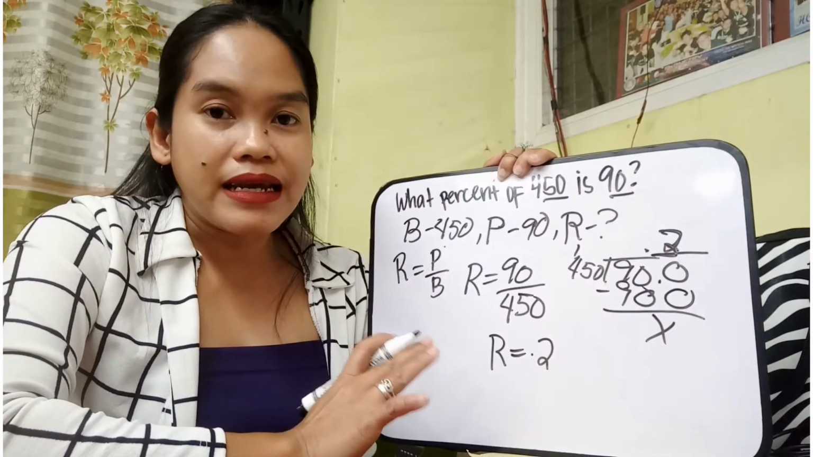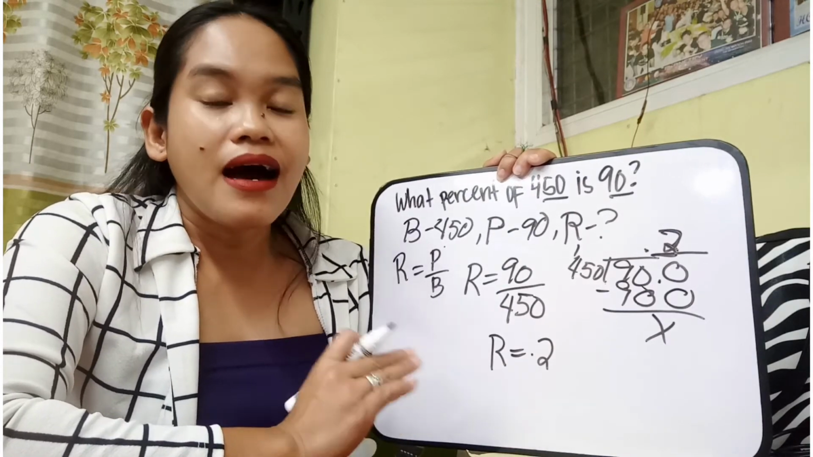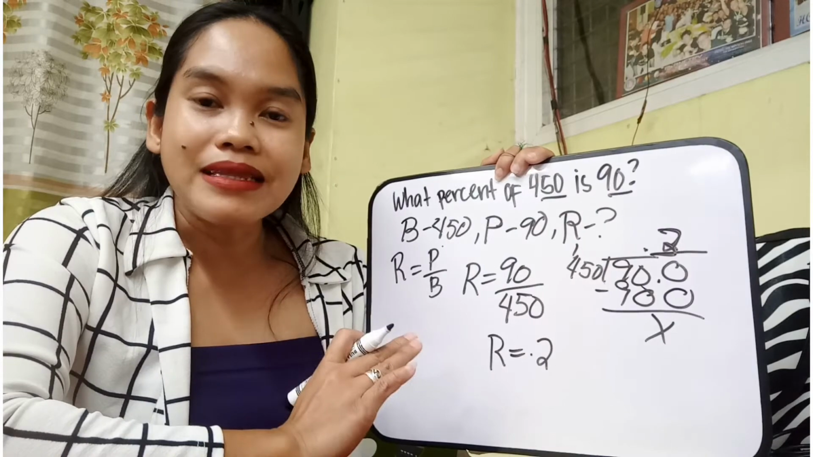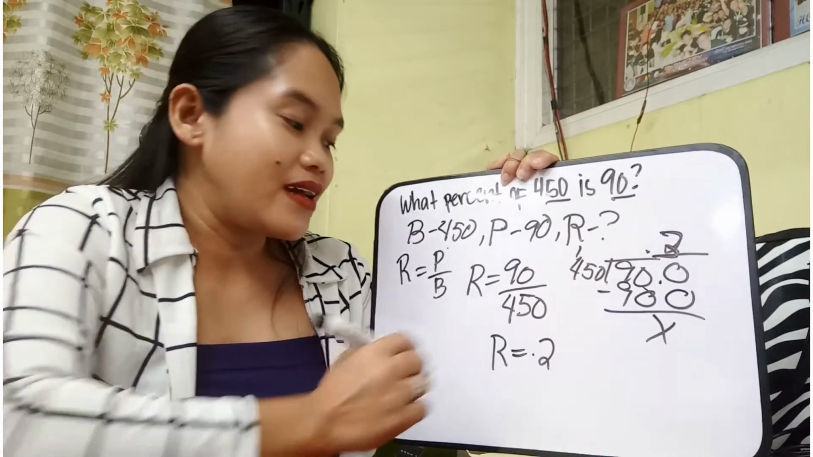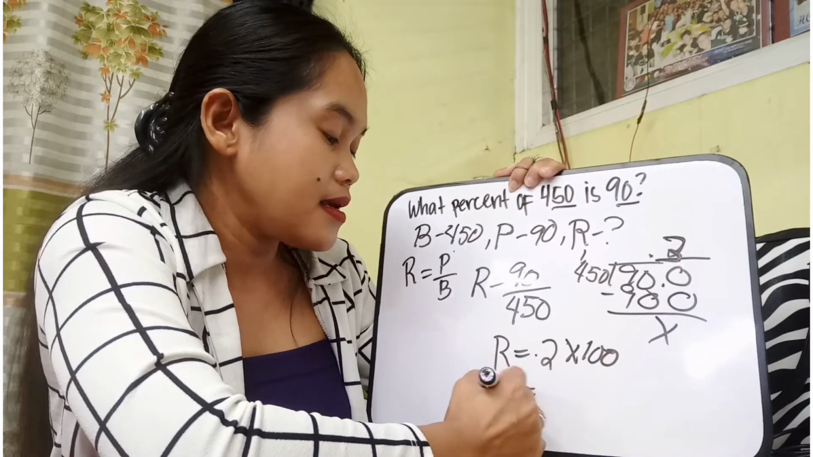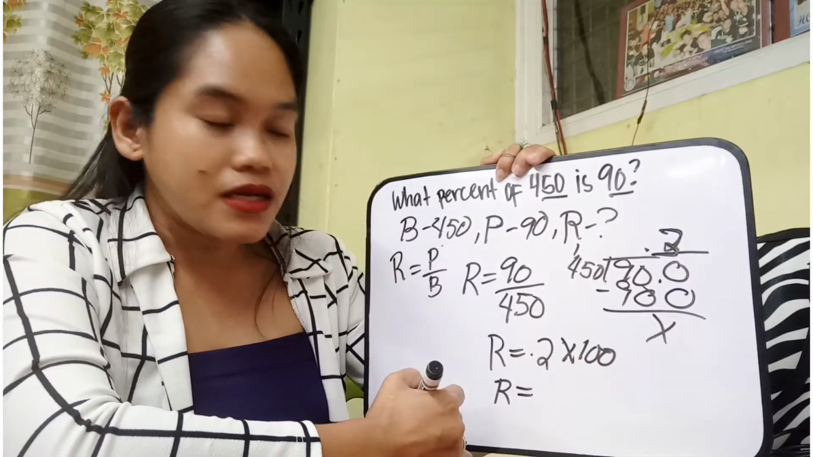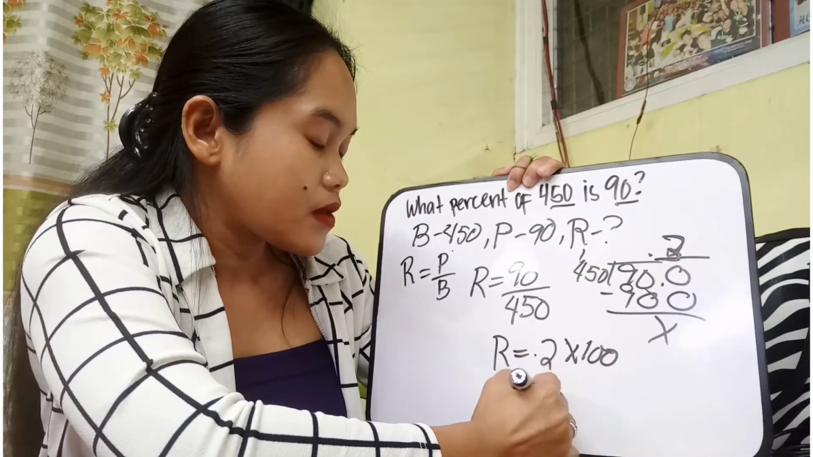Paano naman natin siya lalagyan ng percent? Kung kanina is nag-divide tayo ng 100 para mawala yung ating percent sign, ngayon naman ang gagawin natin is i-multiply natin siya ng 100. So, 0.2 times 100 para makuha natin ang ating rate. Ayan, kita pa ba sa baba? So, 0.2 times 100 is equal to 20%.